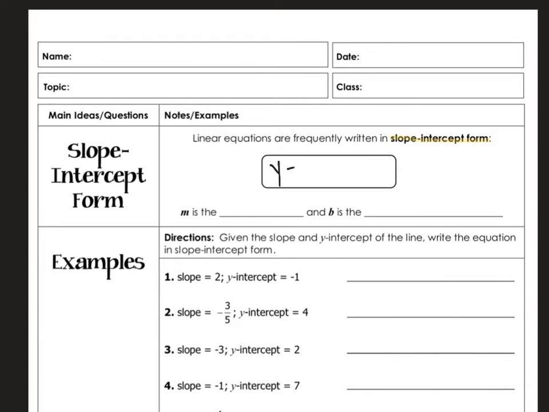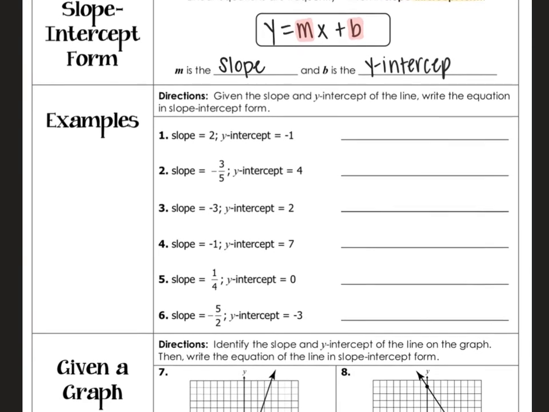So y equals mx plus b. So when we're looking at this formula, the m in the equation is the slope, and the b is the y-intercept. So really, when we're going to be writing this equation, we are going to replace a number with m, which will be our slope, and then replace the b and put in a number, which will be the y-intercept. So let's go ahead and look at some examples.